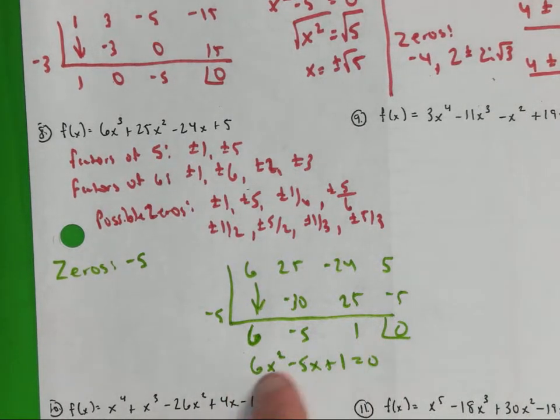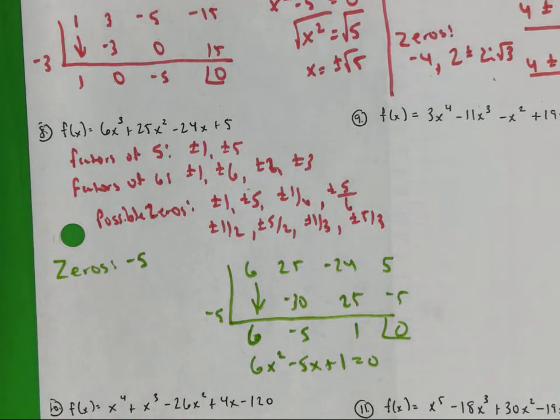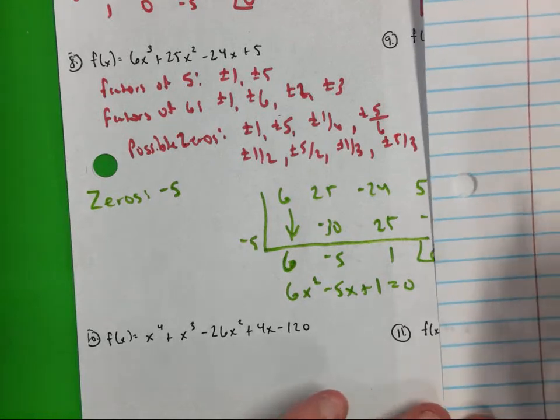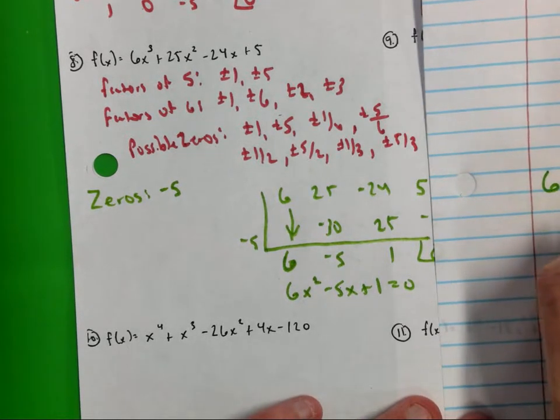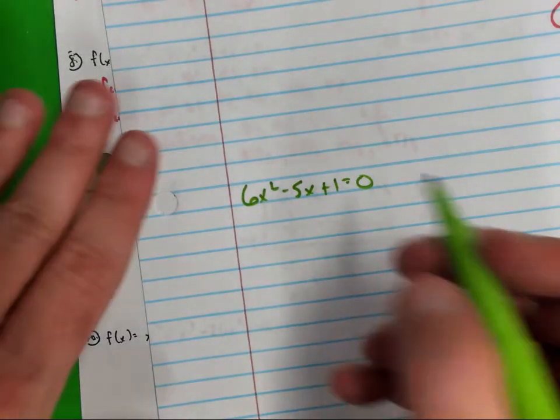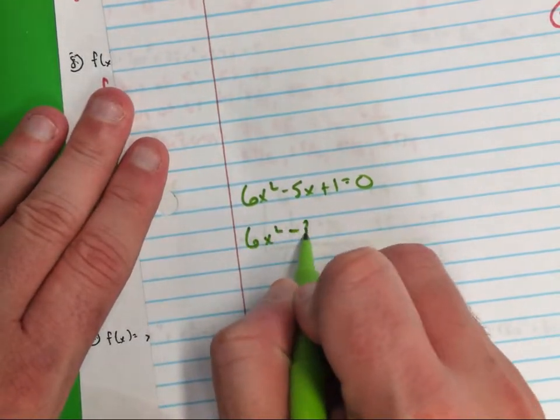Now you see if you factor it, you indeed can factor that. I'm going to come right here and factor it. So you got 6x squared minus 5x plus 1. Remember, do it the way you were taught. I do bust them up.